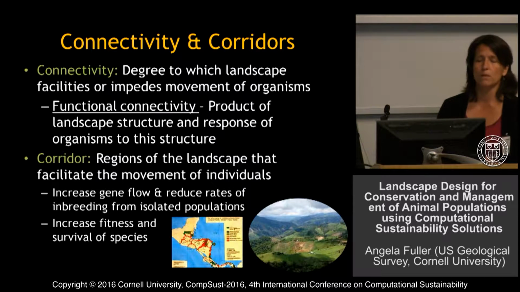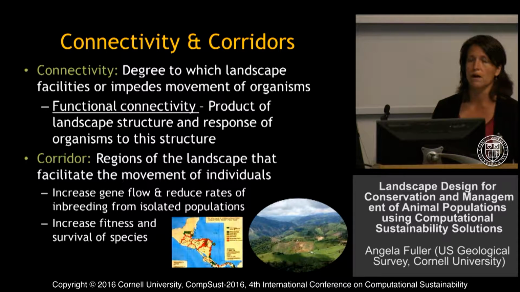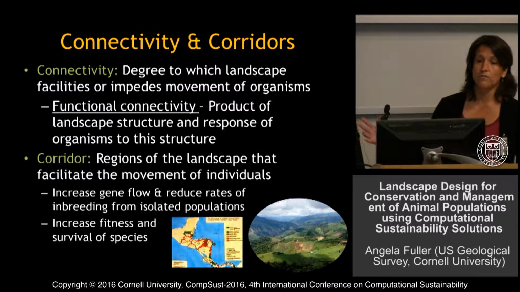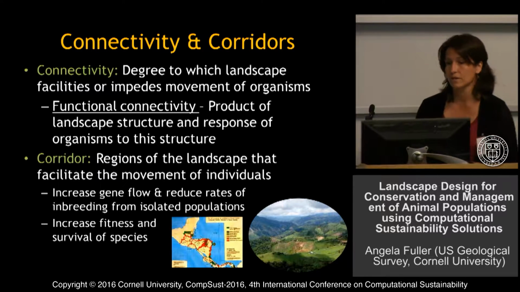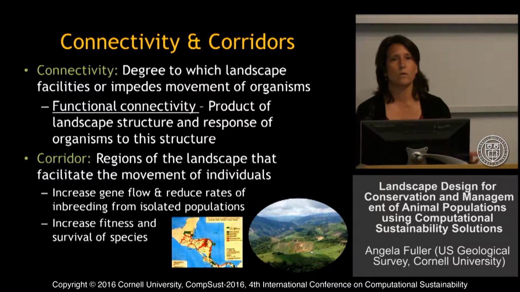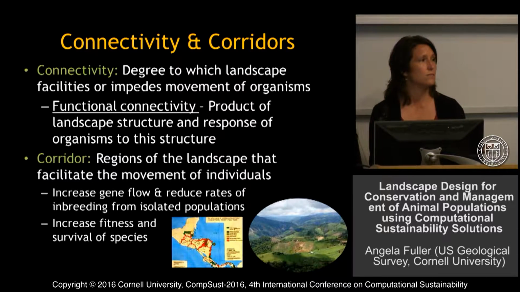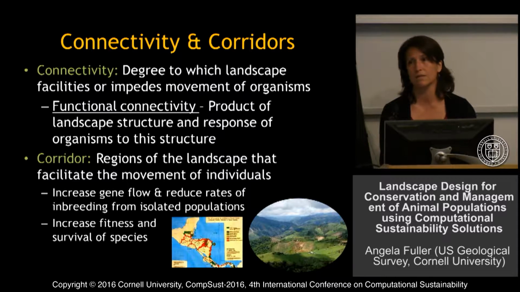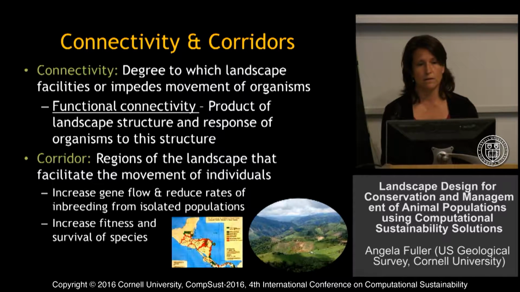And then people often use connectivity to develop corridors. A corridor is a region of the landscape that helps to facilitate the movement of individuals through that landscape, with the ultimate goal of increasing gene flow and reducing rates of inbreeding, and then down the line, hopefully increasing the fitness and survival of that species. There are a lot of different corridor design applications out there, but the big question is, are corridors actually providing connectivity for species? And I think that's pretty hotly debated in the literature right now.